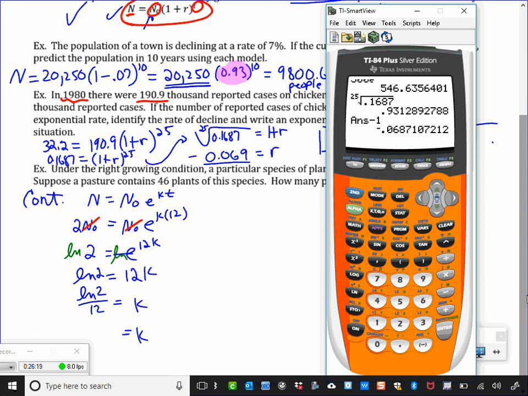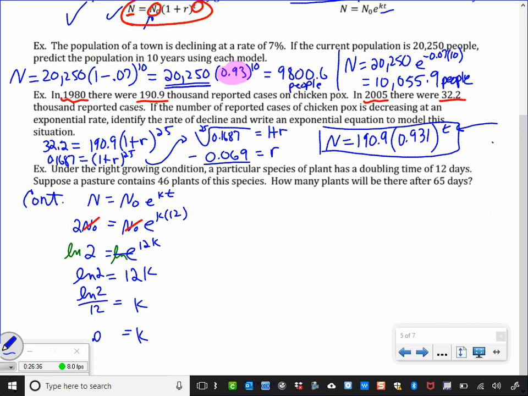Let me go to the calculator and we'll see it there. So I have ln 2. I'm going to get that answer and divide it by 12. Sorry, ln2, and then divide it by 12. So there's my k value, 0.058, let's say. 0.058. So here's my formula.